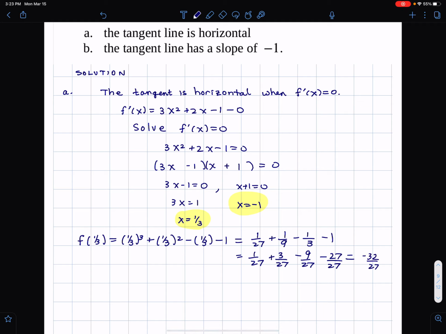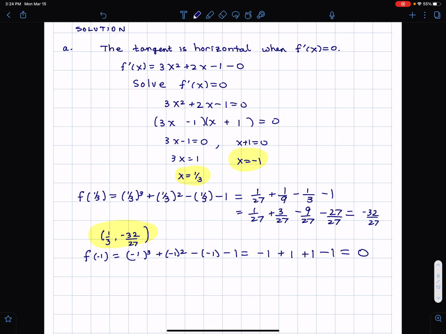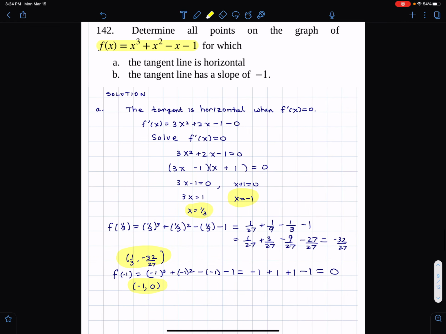It's -32/27, so we have f of 1/3 is equal to -32/27. That's one point. Maybe I should write it as (1/3, -32/27). And then the next one is f of -1, which is -1 to the 3rd power plus -1 squared minus -1 minus 1, which is -1 plus 1 plus 1 minus 1, which is 0. So the next point would be (-1, 0). Make sure you put it back into the original function. Okay, so let's do B.